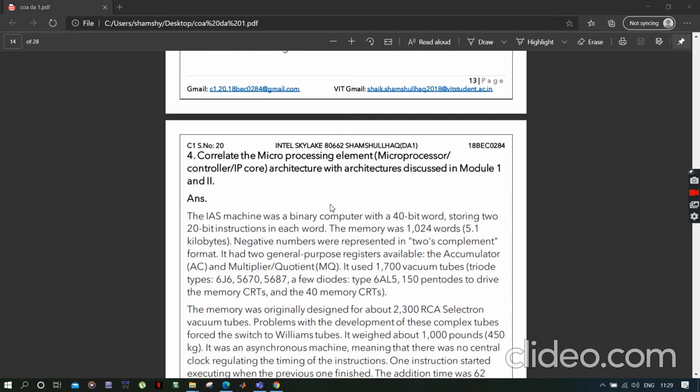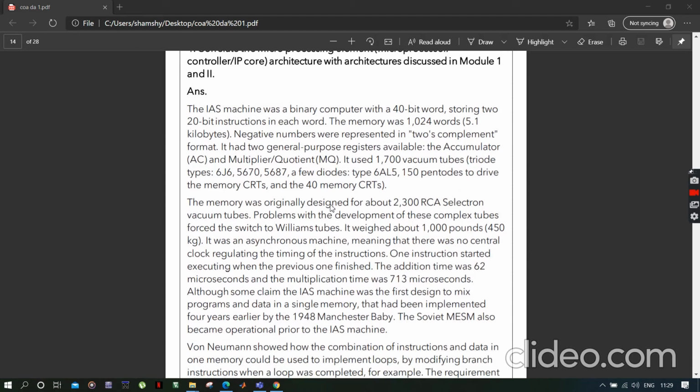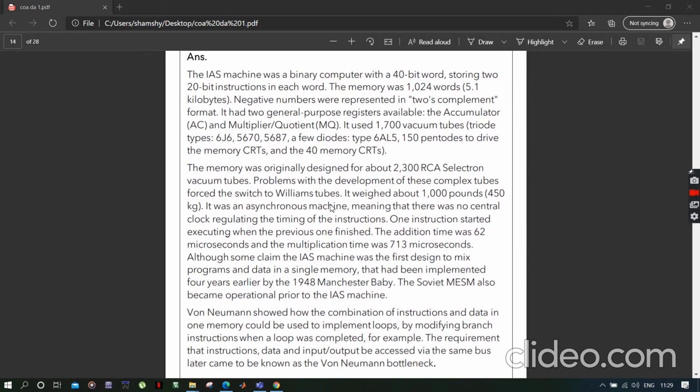And now we are at the fourth question: correlate the microprocessing element architecture. Here the question is: I have to correlate the architecture of the processor I have selected with the architecture discussed in module one. And here is the detailed description that I have written in the document.